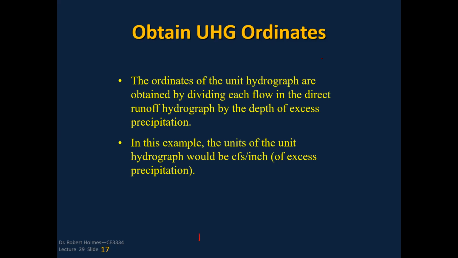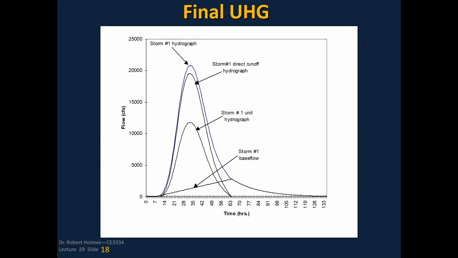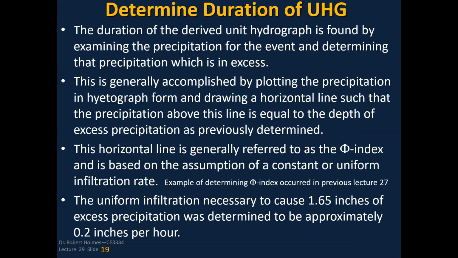So if you noted, we had 1.65 inches. If I take every ordinate on my direct runoff hydrograph and divide that by 1.65 inches, that now becomes a unit hydrograph. So I take all the ordinates, divide by 1.65, and I get my unit hydrograph. Now that is a unit hydrograph, but there's something missing. I don't know what the effective duration of this unit hydrograph is. So that's where I'm going to do a little more work to figure that out.